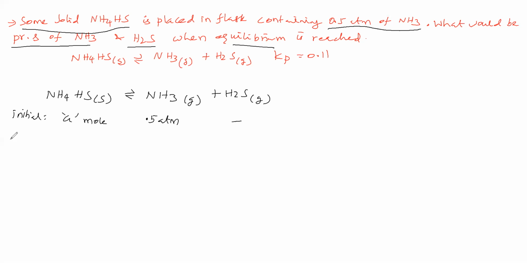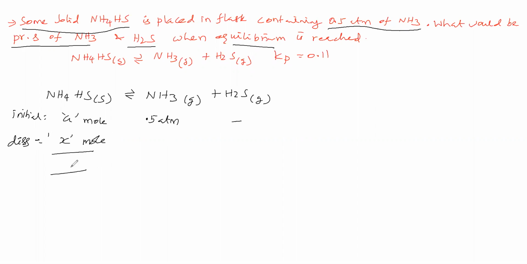Now the system is allowed to attain equilibrium, in the sense that forward or backward reaction will take place. We will see which one. For the forward reaction, ammonium bisulfite is required, and that is there. For the backward reaction, ammonia and H2S are required. Ammonia is available but H2S is not taken. So initially only the forward reaction will start. Say X moles of ammonium bisulfite dissociate till equilibrium.